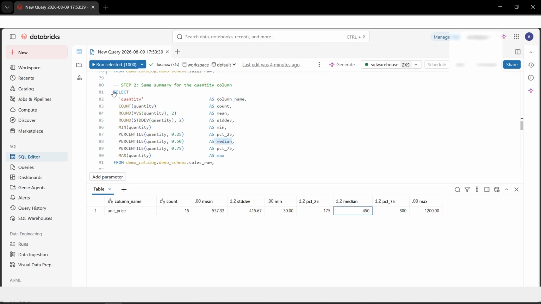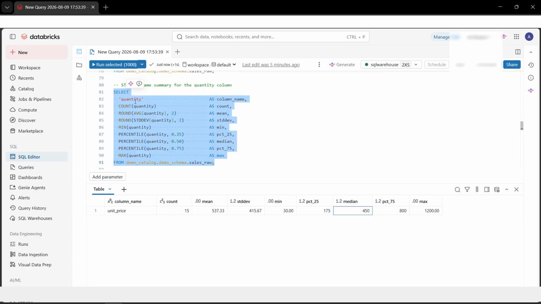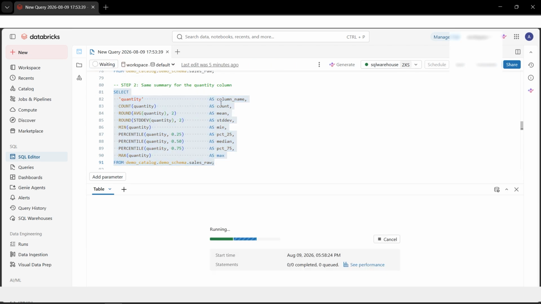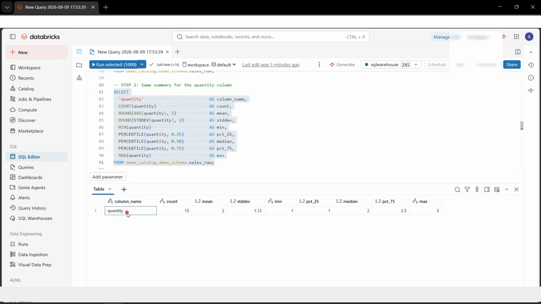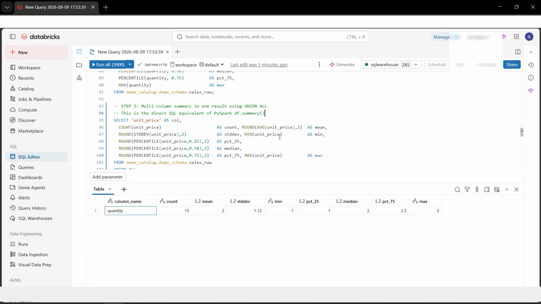Now let's go ahead with our second query, which specifically uses the quantity column. Let's run this, and here we go with the quantity column: the mean, standard deviation, the similar operations we have performed. Now let's go ahead with some multi-column summary using union all.